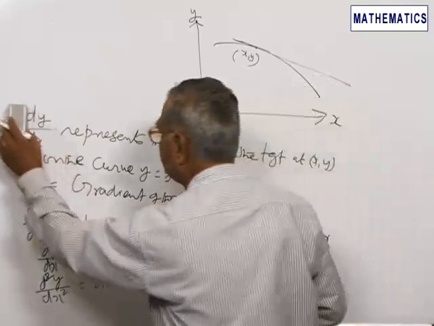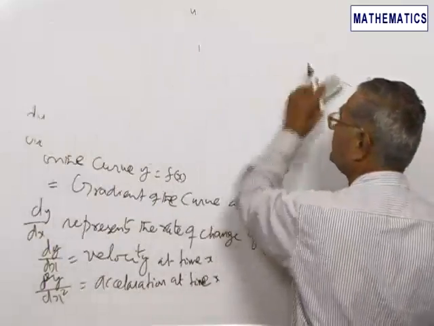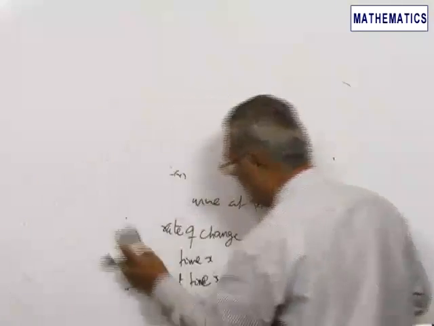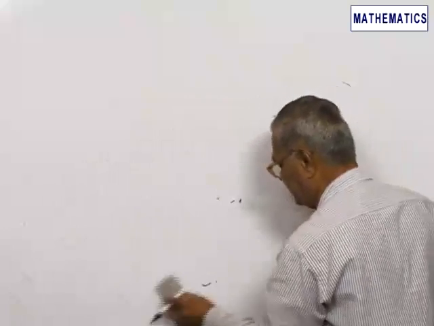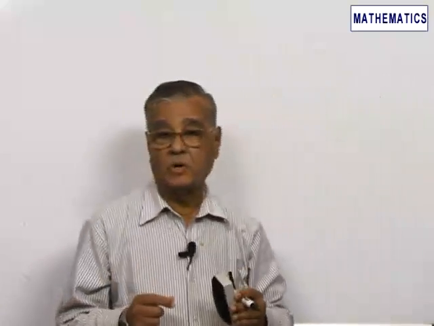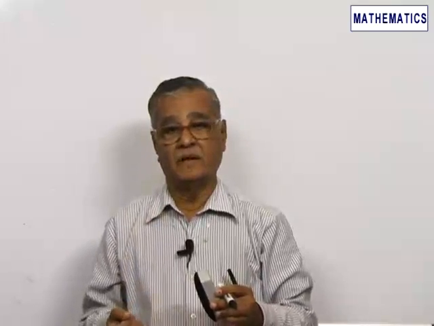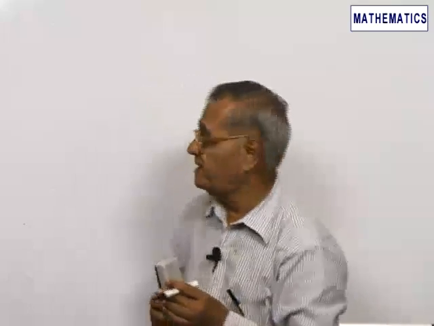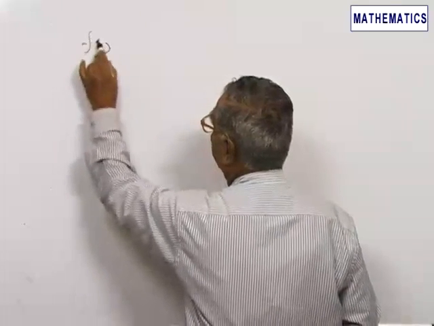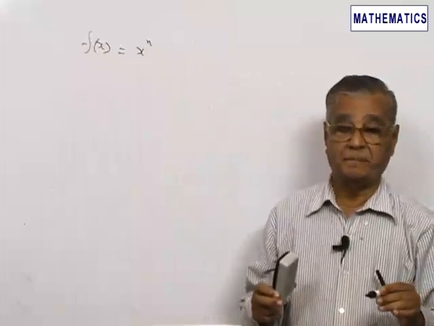Now, having seen the meaning of dy by dx, both geometrical as well as physical, the graphs of several curves are represented by algebraical equations. So we are now interested to know how to find the derivative of some standard functions. Let us consider a continuous function y is equal to f of x, where f of x equal to x to the power of n, and n is an irrational number, say.